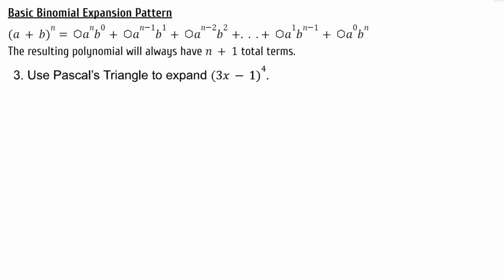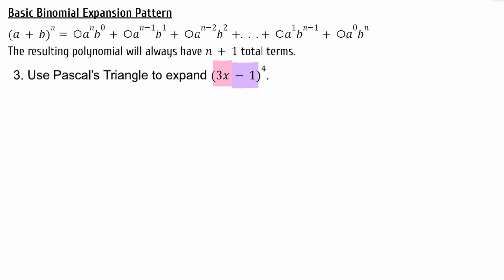The sum of the powers for your initial expansion should always be n. n plus 0 is n. n minus 1 plus 1 is n. n minus 2 plus 2 is n. The powers of the first term always descend by 1, and the powers of the second term always ascend by 1.